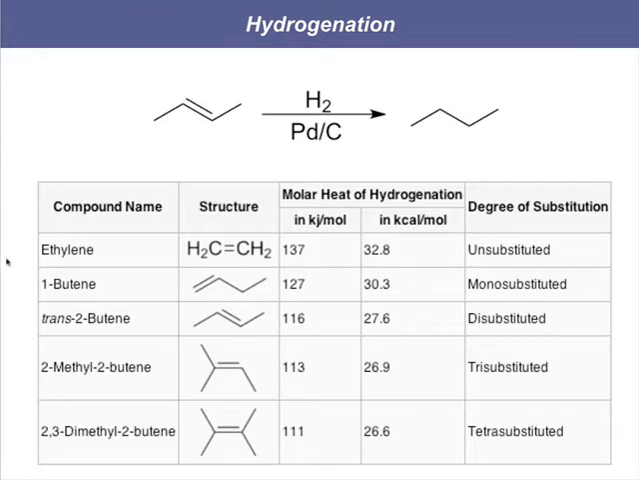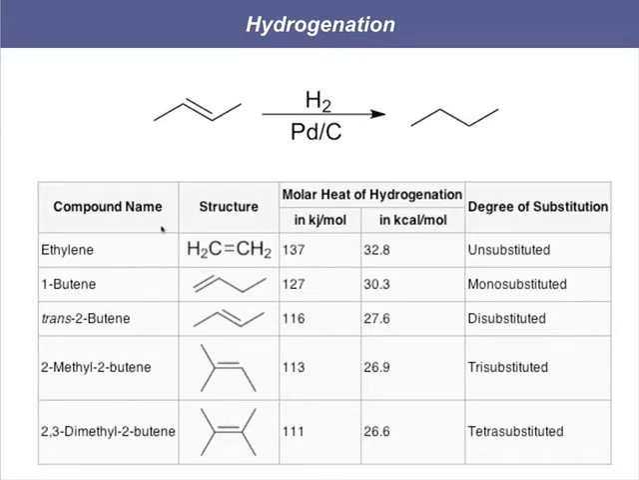So if we look at ethylene, here are the double bonded carbons. There are no carbons attached to those carbons. It's just the two hydrogens. So we would call that an unsubstituted alkene. 1-butene has one carbon attached to the double bonded carbons. Now, there are two carbons here, but only one of them is actually attached to the double bonded carbon. So we call that monosubstituted. There is one substituent on the double bonded carbons.